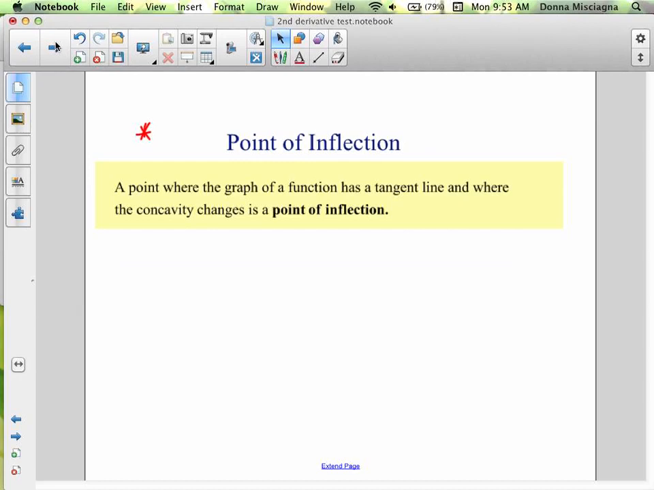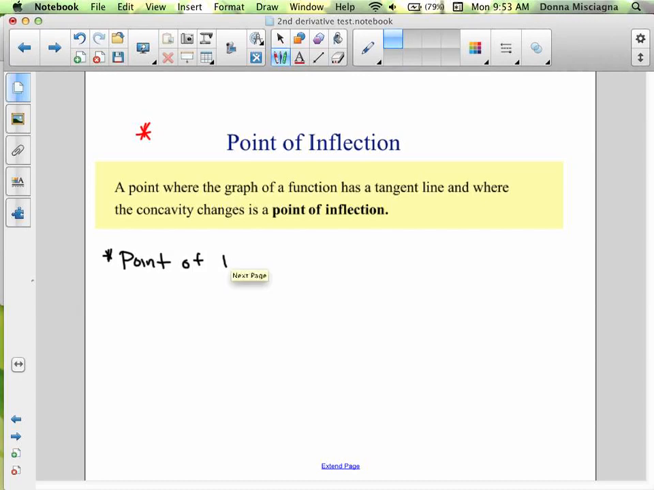And we have an inflection point is a point where the graph of a function has a tangent line and the concavity changes. All right, so in other words, if the second derivative changes sign, then we have a point of inflection. All right, so let's just add that to the notes. I think this is already in your notes. We'll just add this little piece of information.